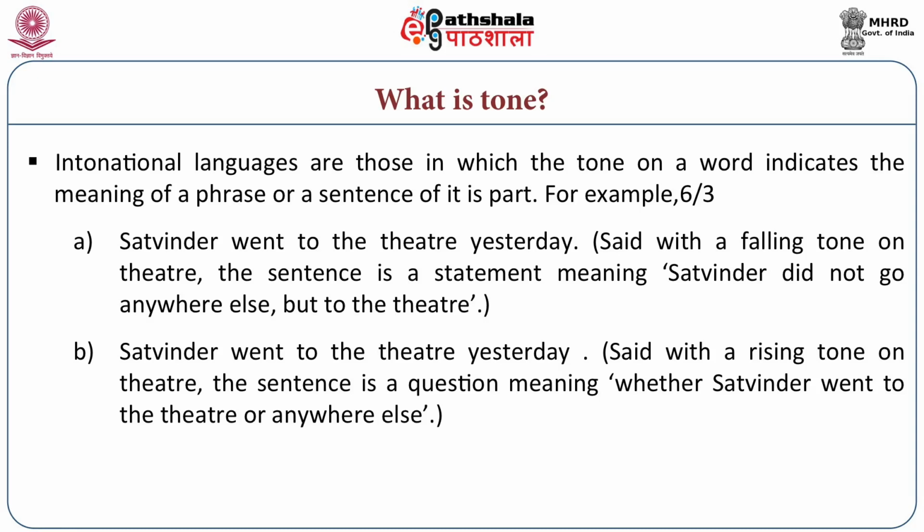The second sentence, Satwinder went to the theatre yesterday. Said with a rising tone on theatre. The sentence is a question meaning whether Satwinder went to the theatre or anywhere else. Thus what we notice is that it is purely by the use of pitch that the two sentences are differentiated grammatically. The falling tone on theatre gives you a statement, and a rising tone on theatre gives you a question.